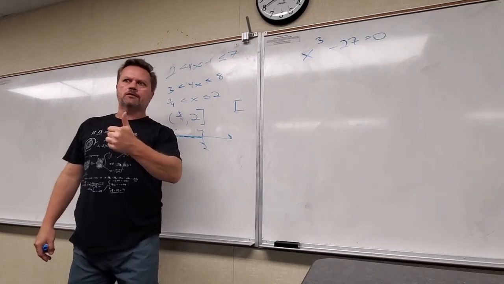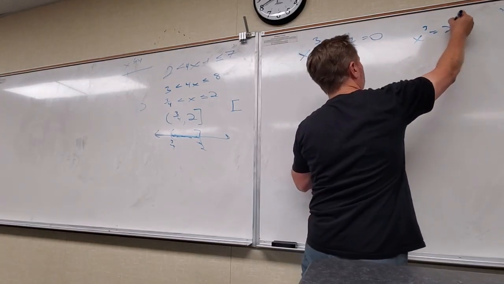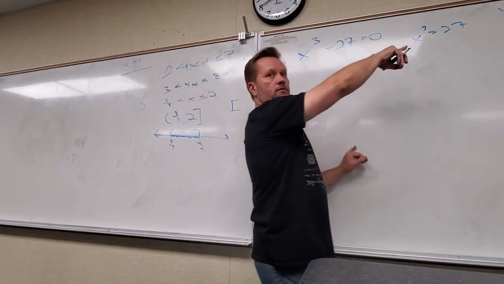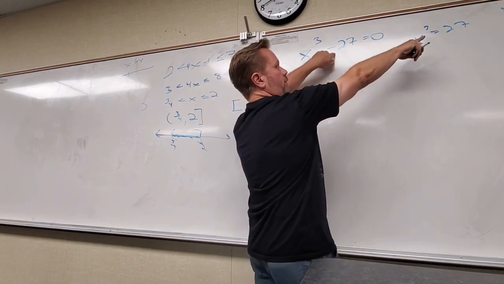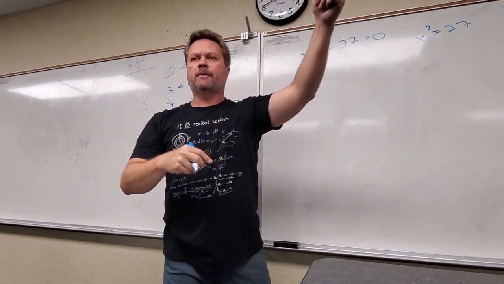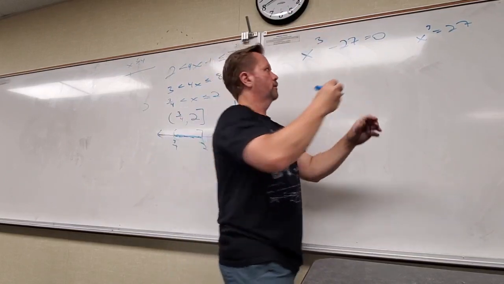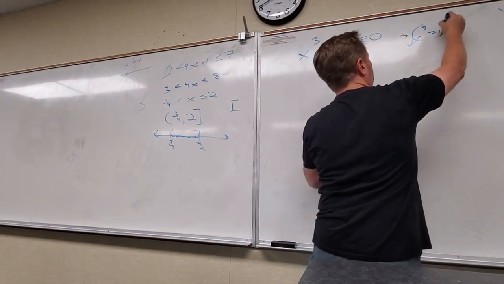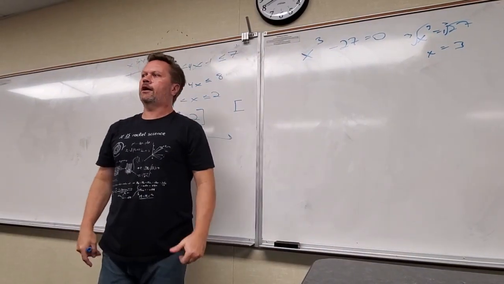One way you could answer this question is to add 27, and then what do you do to both sides? If I add 27 to both sides, I have x cubed. How do we get x by itself? Take the cube root, right? And then you would get one answer. Can anyone tell me why it should trouble me that I only got one answer?